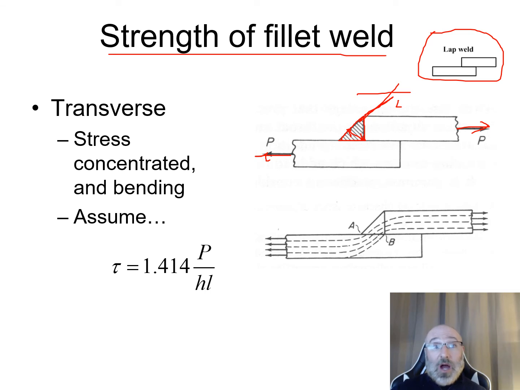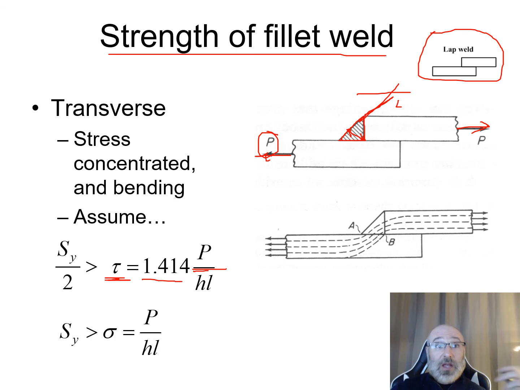So our governing equations related to that, we saw on the previous slide that our shear stress was equal to 1.414 times that P value divided by our H times L. And for our yield strength over 2, this is going to be greater than that relationship for our tau, or this 1.414 times our P over HL. Now we can also relate this back to our normal stress, our sigma value, and we can see that our yield strength needs to be greater than our sigma value, which is equal to that same P, our load, over our H, which again is this distance right here, and our L distance, which goes into our board in that third dimension.